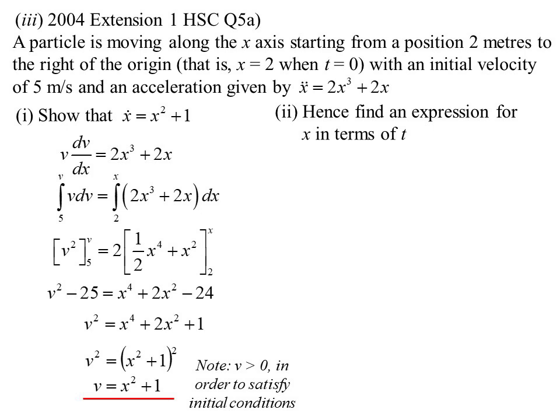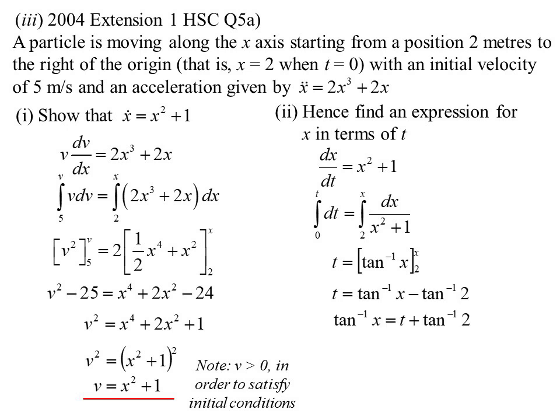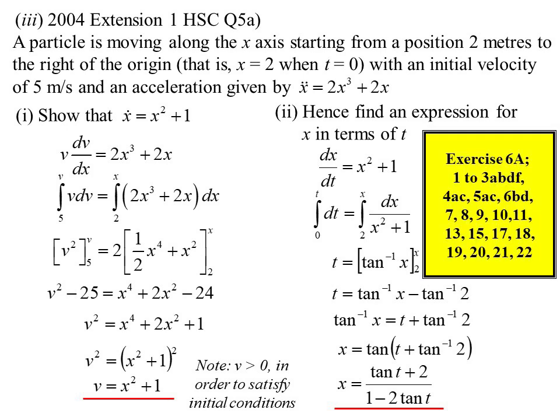Hence, find an expression for x in terms of t. So very similar to the last example we looked at. Okay, I'll now make it dx/dt. Separate out the variables. Ooh, an inverse tan function. Now we want to make x the subject. And I guess mere mortals would leave the answer like that, but we can do better than that. Tan plus tan on 1 minus tan tan, and we get a nice lovely expression there. X equals tan t plus 2 on 1 minus 2 tan t. So 6a.